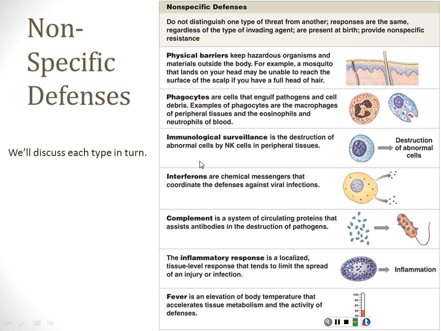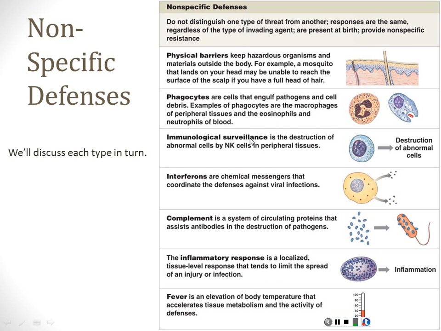They circulate for years on the move. They cruise around. They go through the different tissues. And biochemically, they're always on the lookout for cells that are mutated or cells that are infected by a virus or bacteria. And we'll talk about how they do that later on. But this is one of our non-specific defenses. Immunologic, in other words, immune system, surveillance, keeping an eye on things.